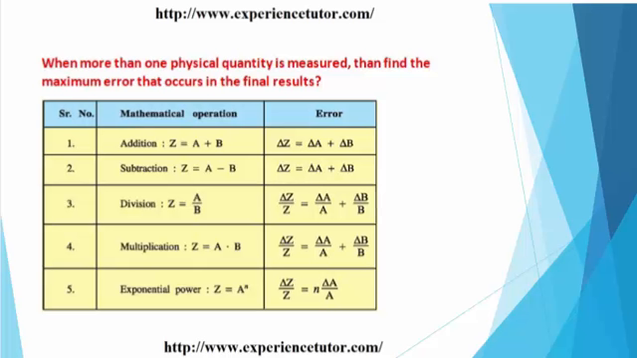In multiplication, Z is equal to A into B, the error is delta Z upon Z is equal to delta A upon A plus delta B upon B. For exponential power, Z is equal to A to the power n, the error is delta Z by Z is equal to n times delta A upon A.